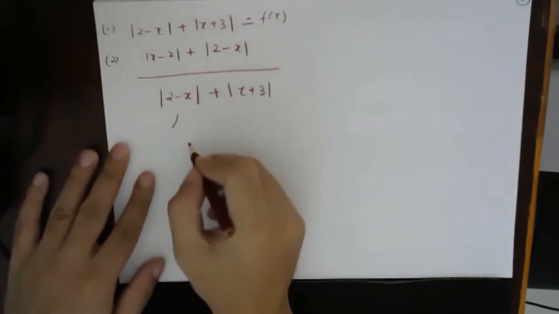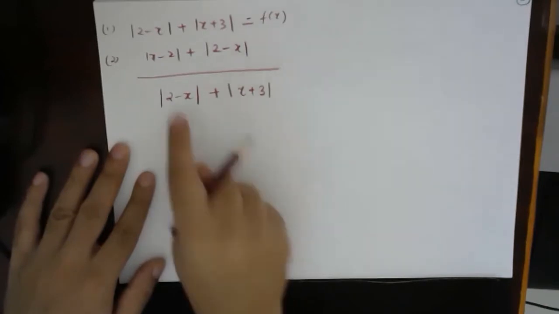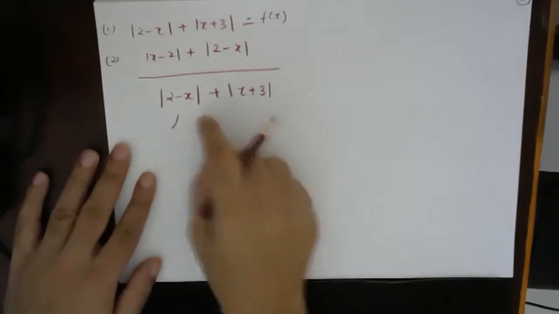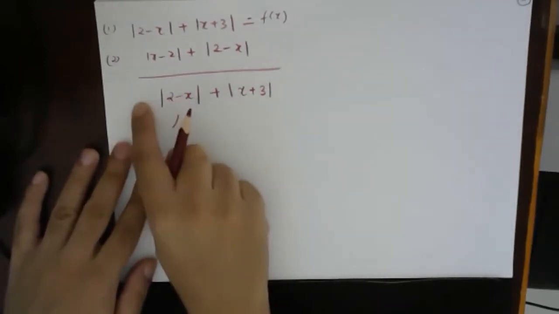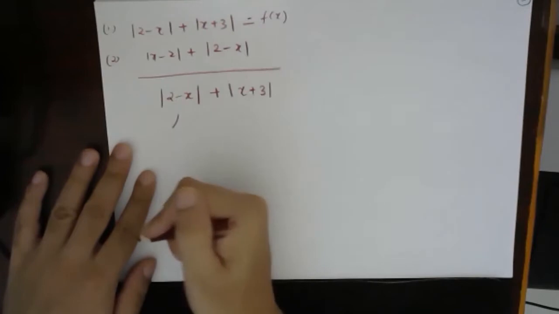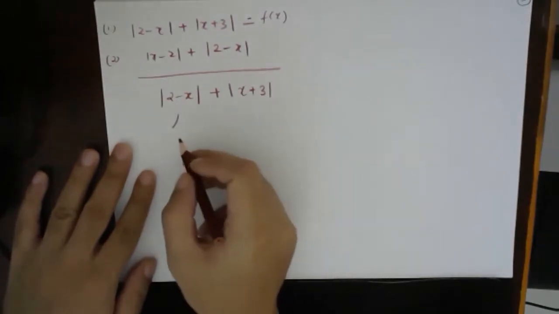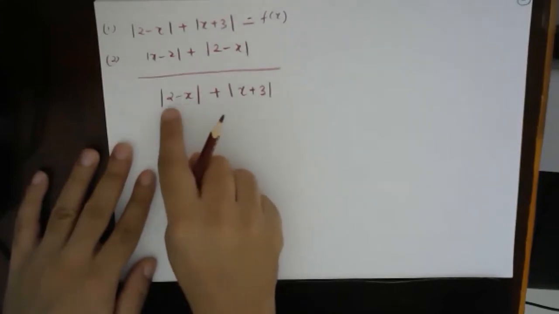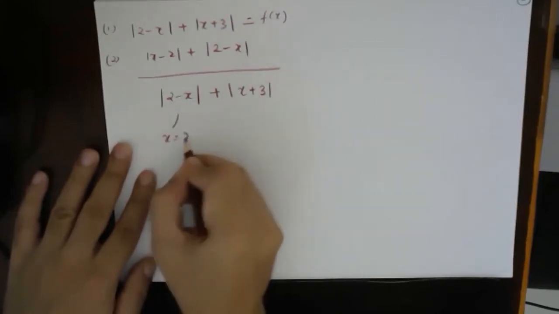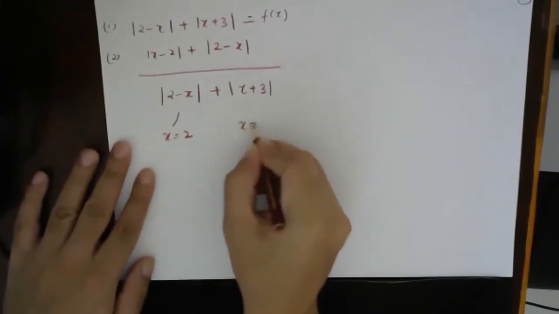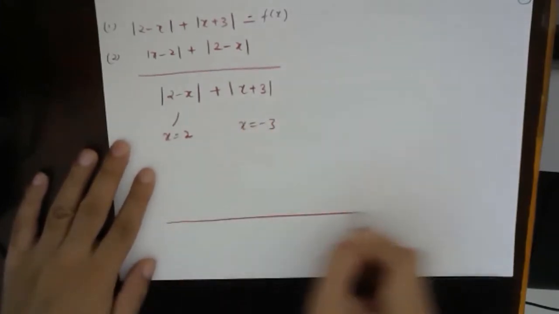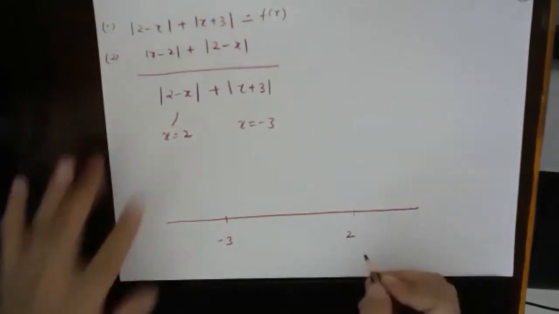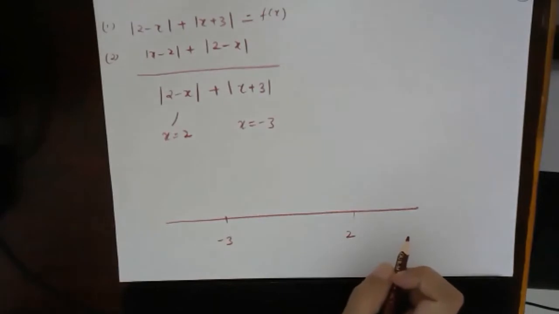So for this one, 2 minus x we can write as minus x plus 2. Bilkul sahi. We can also take minus common. Okay. So the critical point, the point at which this is equal to 0, is x equals 2. And for this one, it is x equals minus 3. So I will draw these 2 points: x equals minus 3 and x equals 2. Okay, fine.